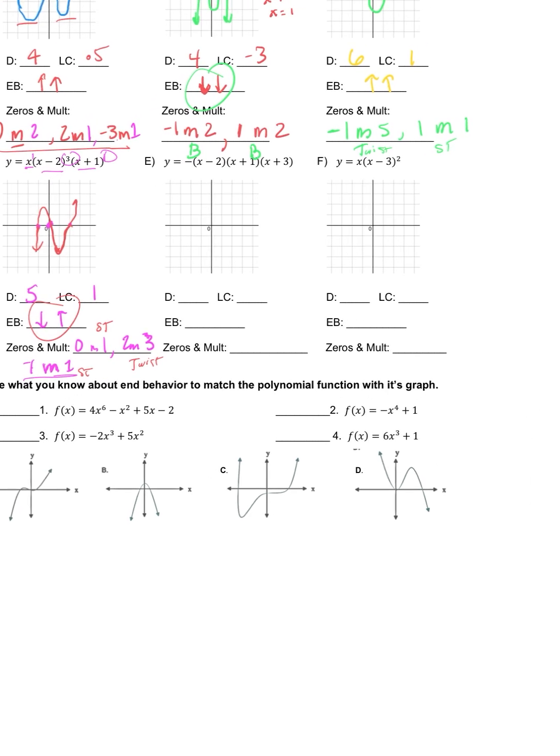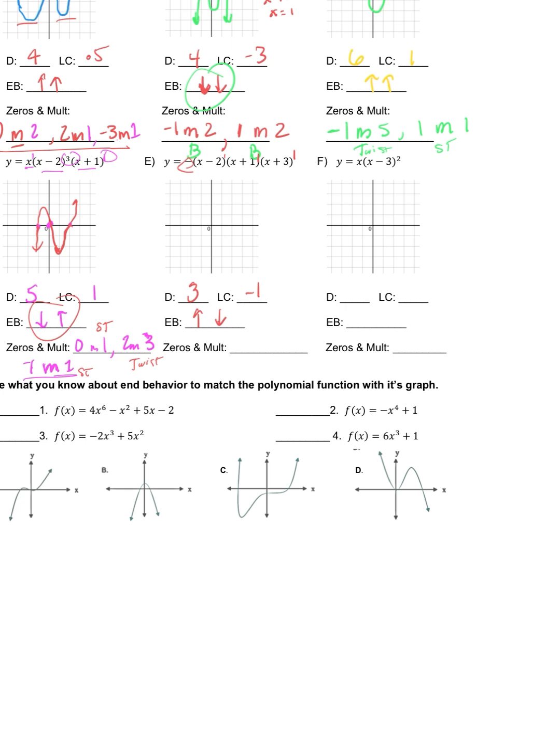Okay, next one. All right. We have a 1 and a 1 and a 1. Okay, so the degree is 3. Leading coefficient is a -1. So that means it's an odd negative graph. So that means it's going to go the opposite of the other one. So it's going to go up and then down.